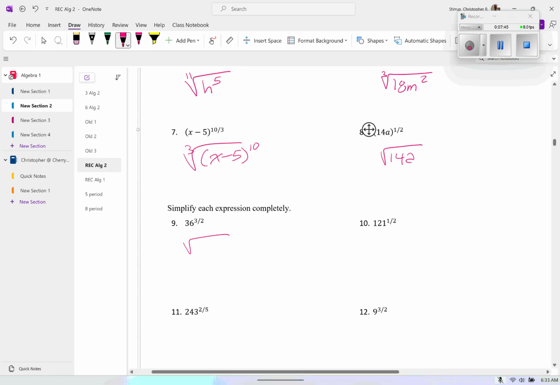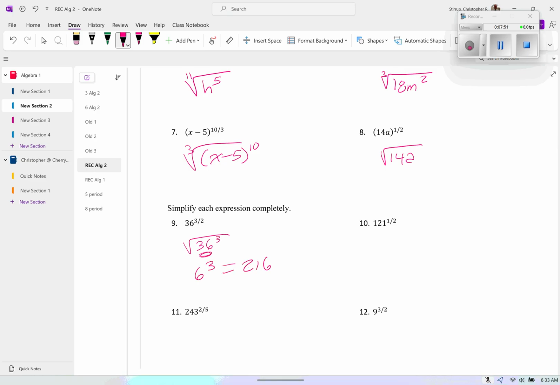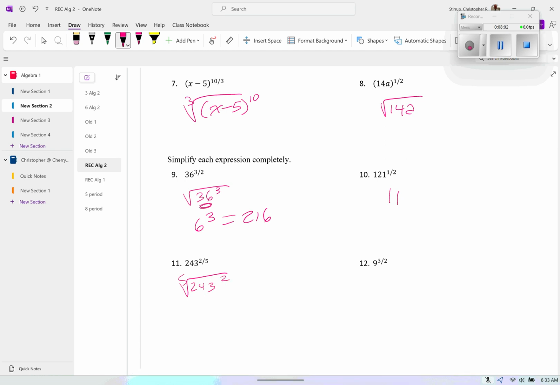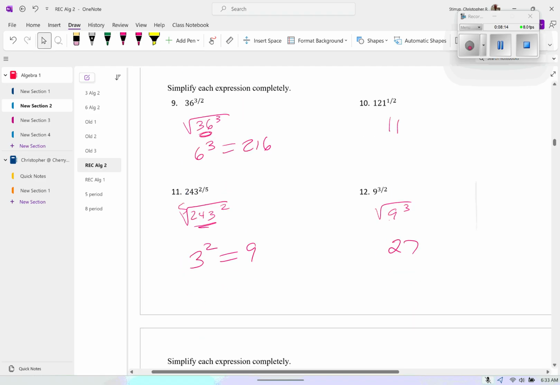So this is square root 36 to the third. So square root of 36 is 6. 6 to the third is 216. This is just square root of 121, which is 11. Okay, we got 243. So this is the fifth root of 243 raised to the second. Fifth root of 243 is 3, and 3 squared is going to give me 9. This one is going to be the square root of 9 to the third. So the square root of 9 is 3. 3 to the third is 27, because 3 times 3 times 3.